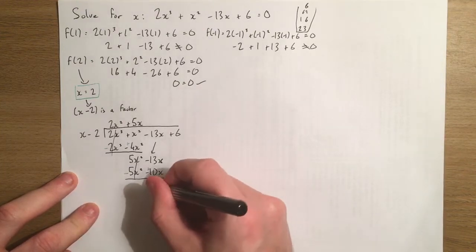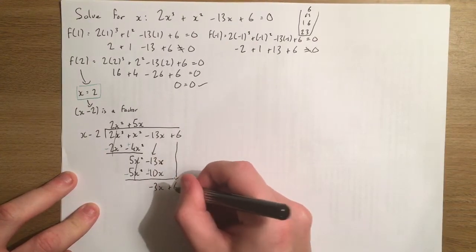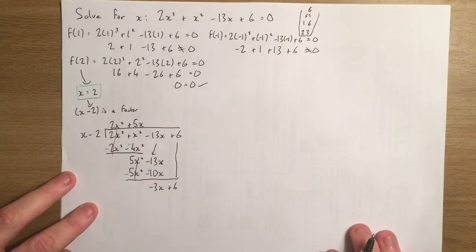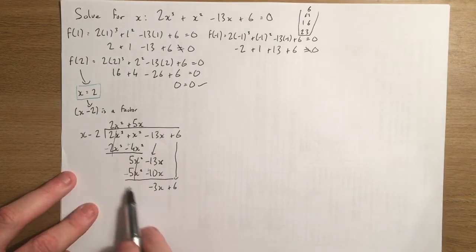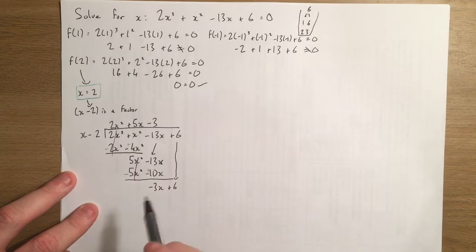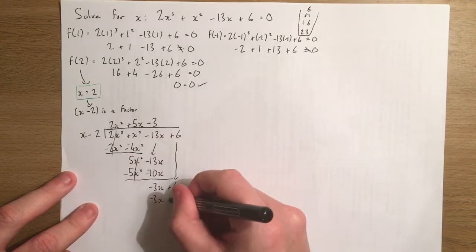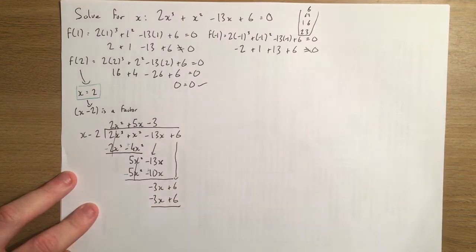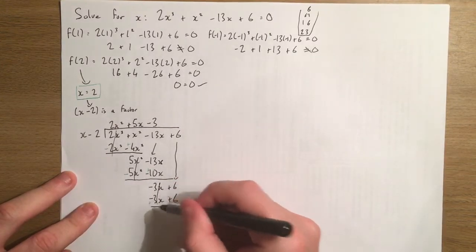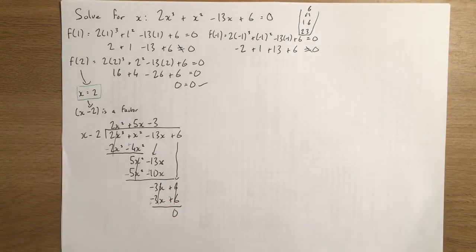10x minus 13x is minus 3x. Bring your plus 6 down. x into minus 3x is minus 3. Minus 3 times x is minus 3x. Minus 3 times minus 2 is plus 6. Change that to a plus, change that to a minus. 3x minus 3x is 0. 6 minus 6 is 0. So remainder 0. And that's what I would expect.